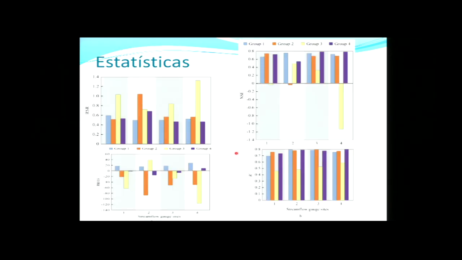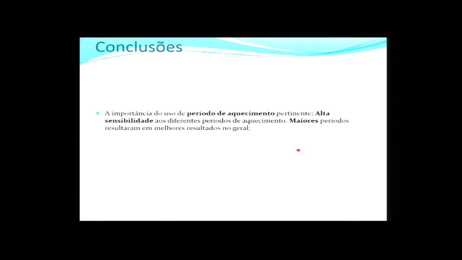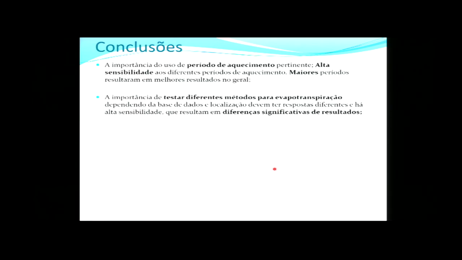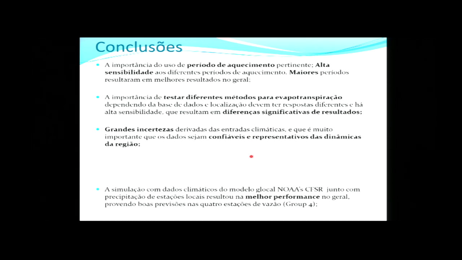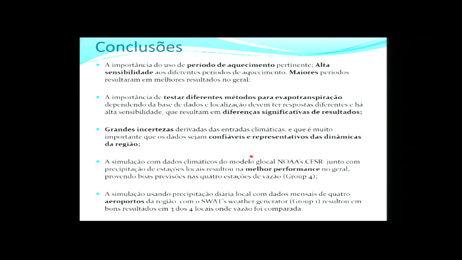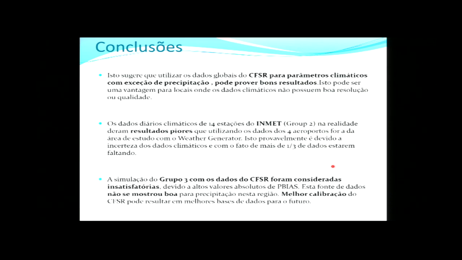I have the statistics also for each group and the methods that we've used for the different analyses. We found out the importance of the warm-up period, and also of trying out different datasets to see which one is better and which one you can have more confidence in. The global database launched around that year was good for all the weather variables, but not that good for precipitation, which was better with the local rain gauges.